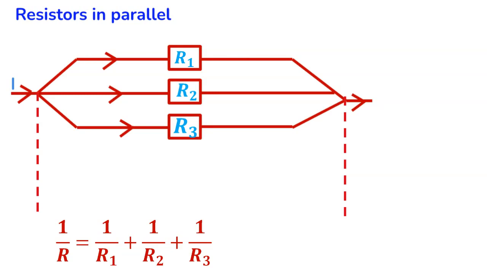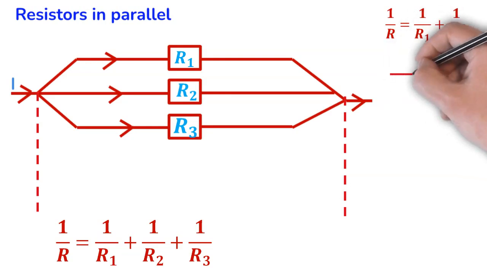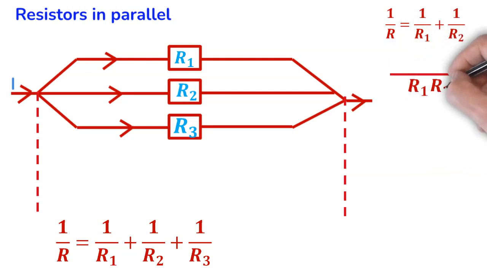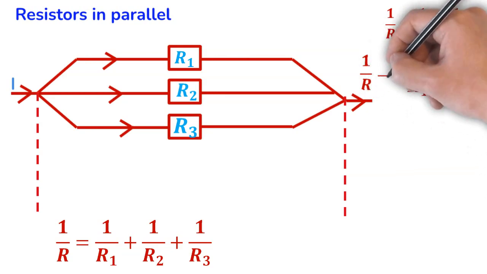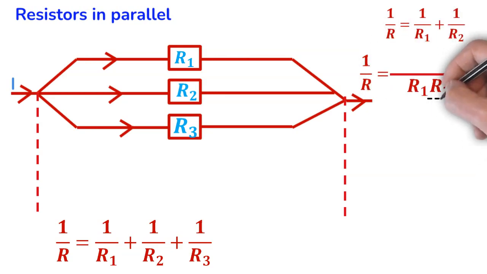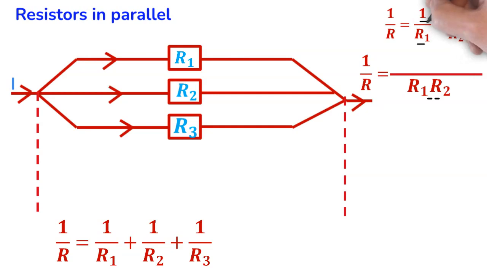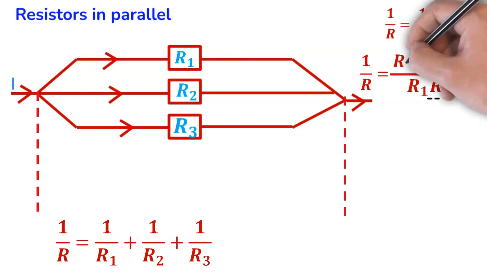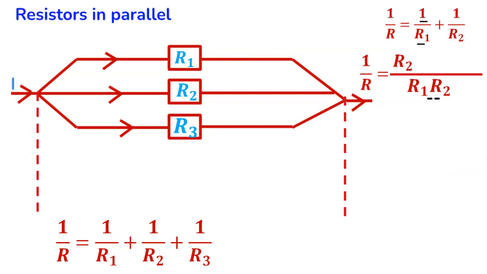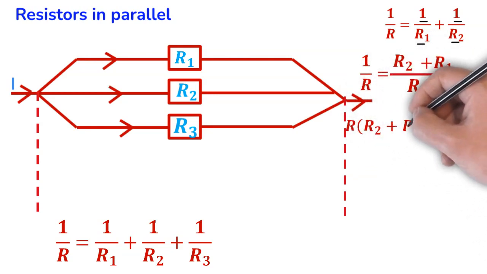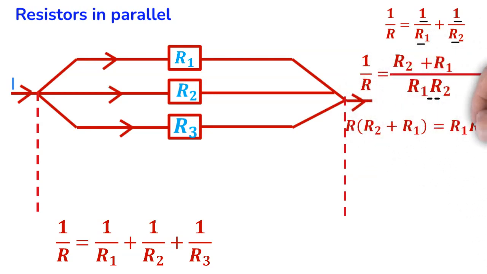Now, if there are two resistors, that is R1 and R2, the combined resistance will be 1 over R equals 1 over R1 plus 1 over R2. So the LCM, which is R1R2, so 1 over R equals, and the LCM R1R2 divided by R1 times 1 is R2. Now, R1R2 divided by R2 times 1 is plus R1. So cross multiply to get R into R2 plus R1 equals R1R2.